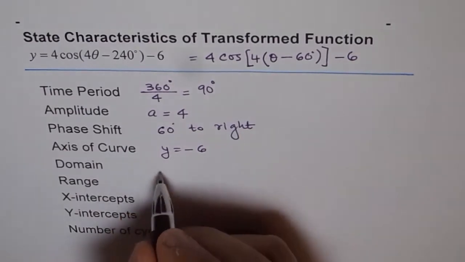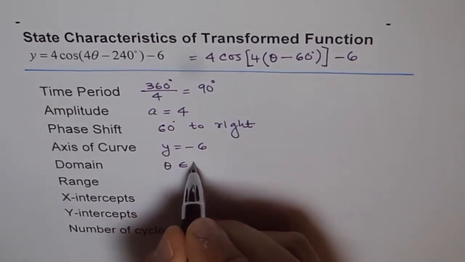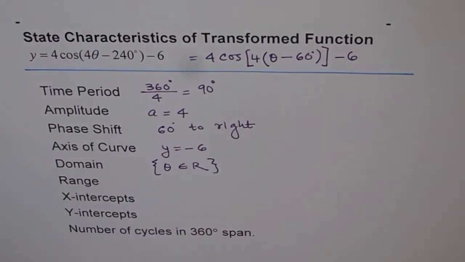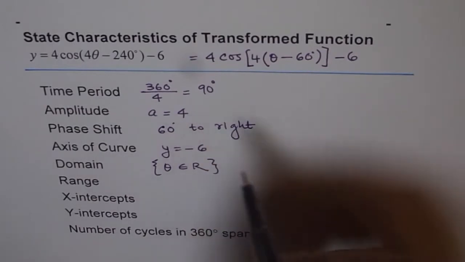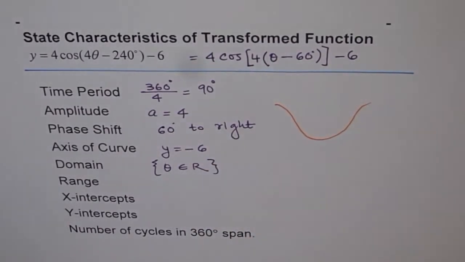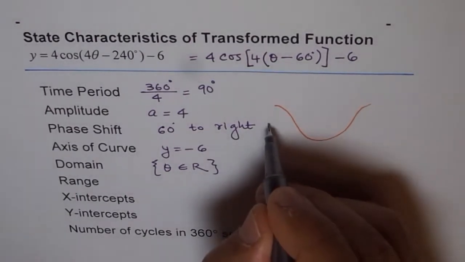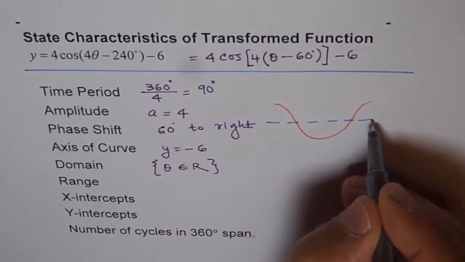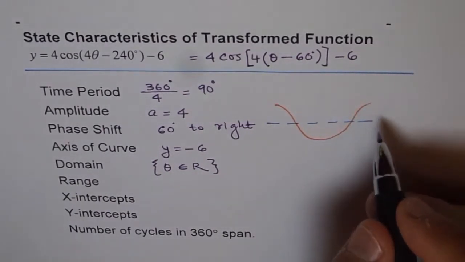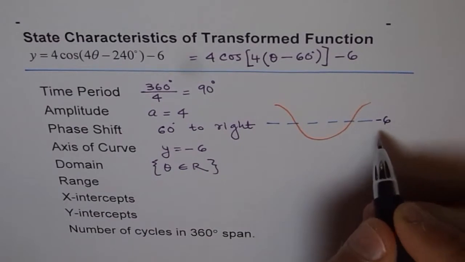Domain for all our functions is θ belongs to real numbers, correct? Range. Now range is kind of interesting. For finding range, we need to figure out what is the maximum and what is the minimum of our graph. So let's say this is our graph. I'm just taking this graph here and showing you how to find range. So that is my y equals minus 6, right? So this is at minus 6, correct?